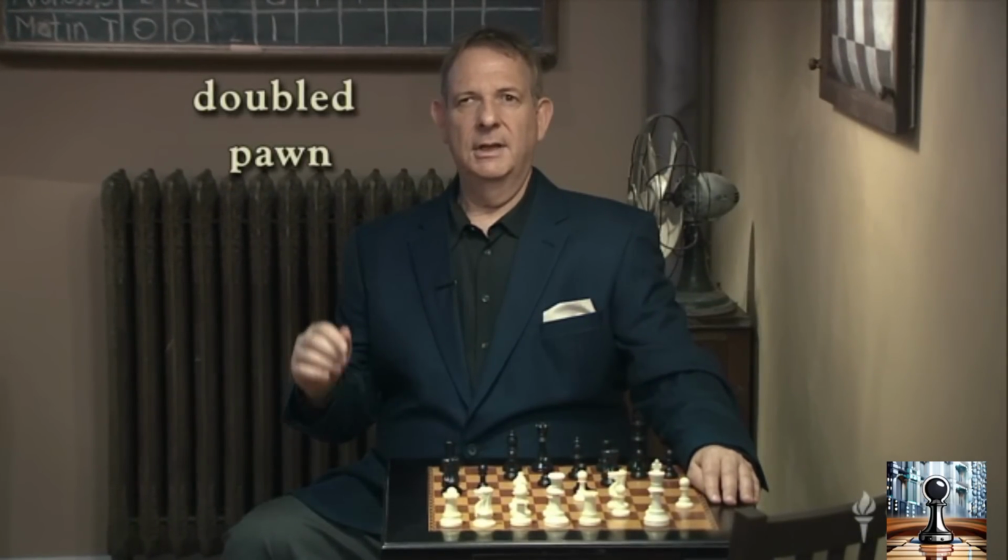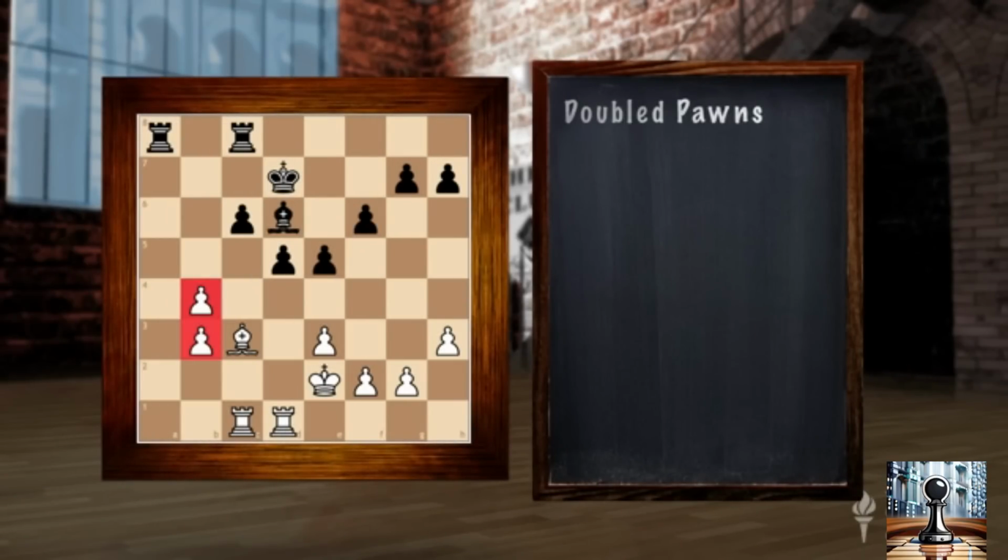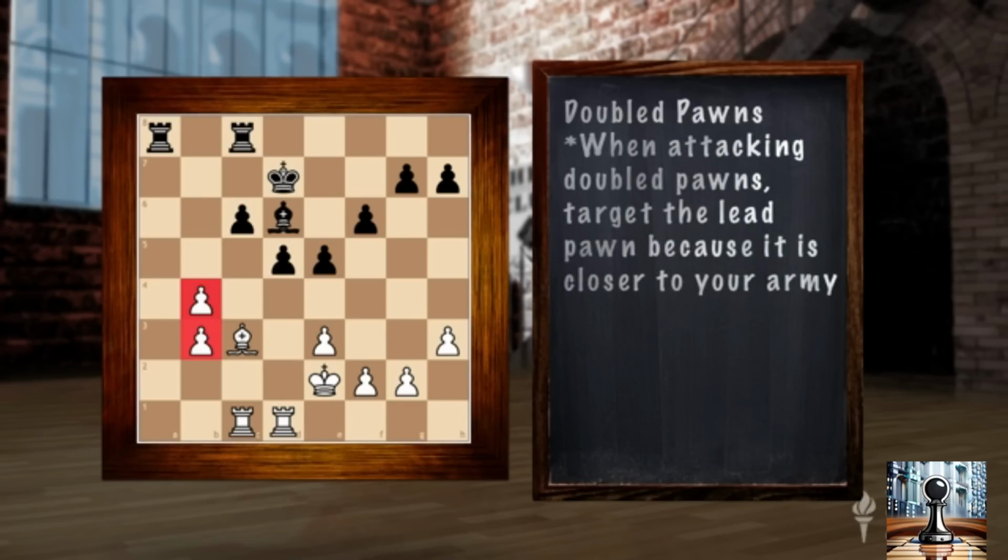We saw how weak an isolated pawn can be, but imagine if you had one isolated pawn on top of another. This is called a doubled pawn. Black has a far superior pawn structure thanks to white's doubled b pawns, which unfortunately are on an open file. The general rule when attacking doubled pawns is to target the lead pawn since it's closer to your army and thus easier to reach with fewer enemy pieces buzzing about.